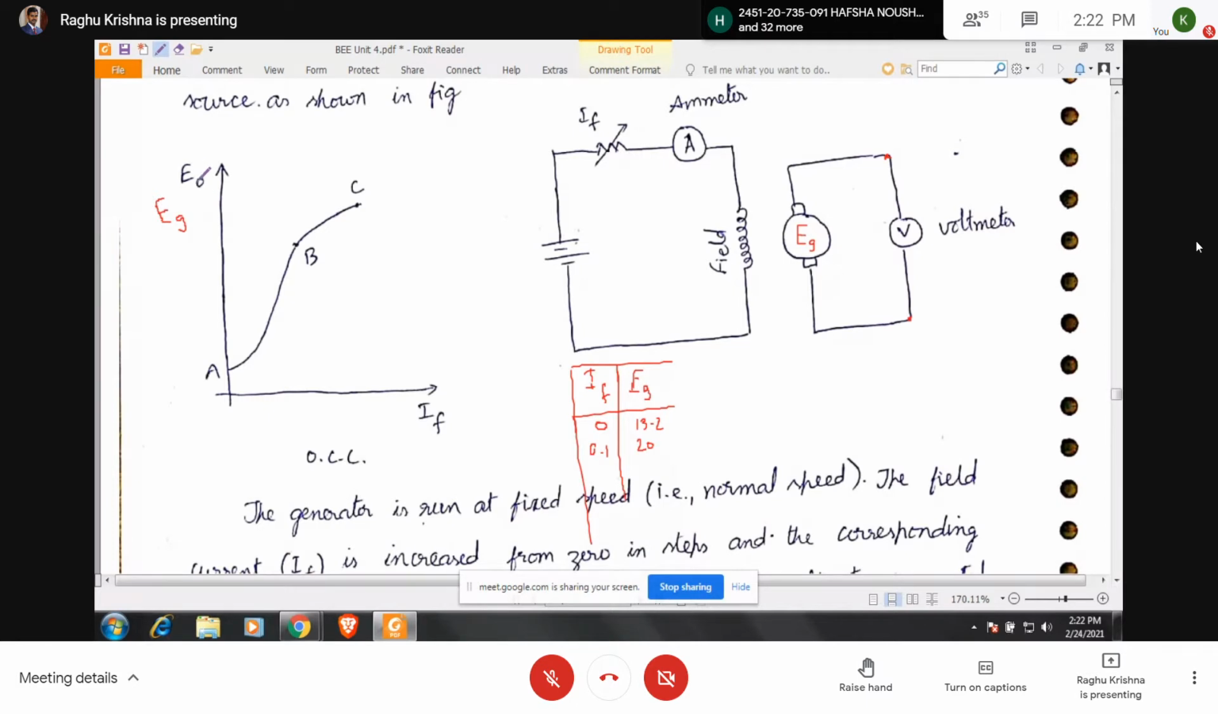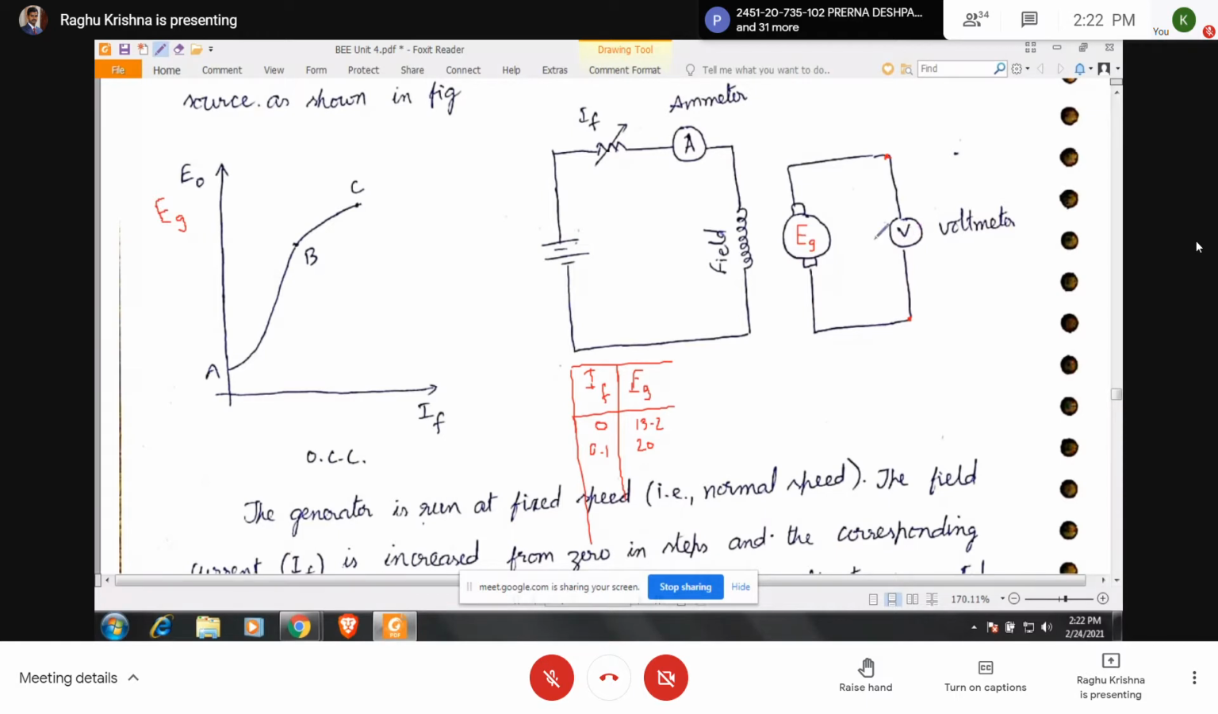So the graph between E0 and IF is the open circuit characteristics. Here, if you have a shunt generator or compound generator or series generator, whatever the generator may be, if you want the open circuit characteristics, we have to make the generator separately excited. We have to supply field current with a separate DC source, rotate the armature, and find the voltage across the armature.